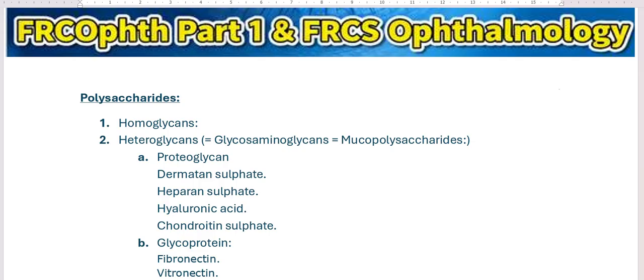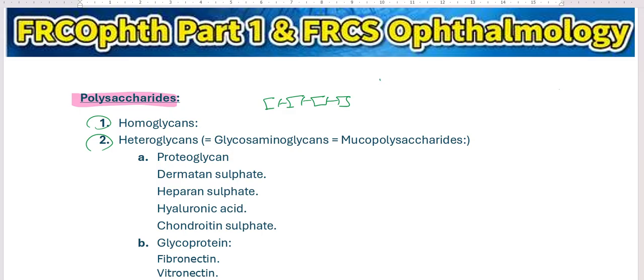So the simple blocks of carbohydrate might give rise to monosaccharides, oligosaccharides, or polysaccharides. Today we are interested with polysaccharides, which are either homoglycans or heteroglycans. Homoglycans are blocks of carbohydrates linked to each other, forming long chains, polysaccharides.